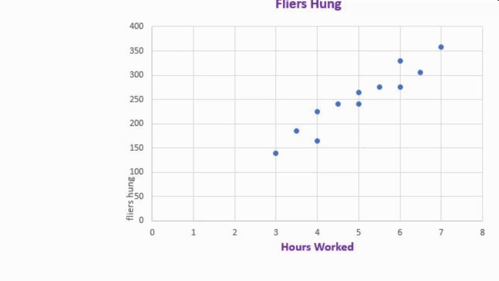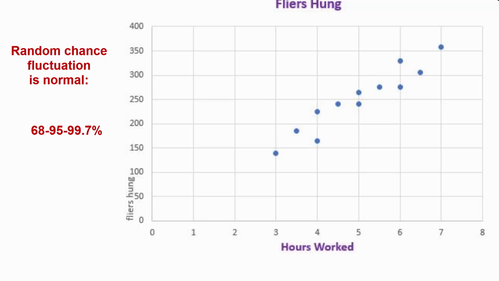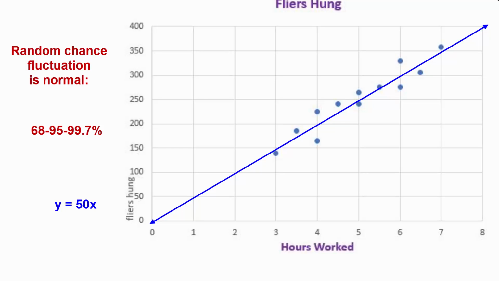Now pay close attention. This is one of the most important concepts in all of statistics. Random chance fluctuation tends to follow a normal distribution with its empirical rule of 68, 95, 99.7%. Let's suppose that 50 flyers hung per hour is the true exact slope, the rate of flyers being hung. So what would we expect to have happen if we randomly selected many people who all worked 6 hours? Well, by golly, I'm glad you asked.